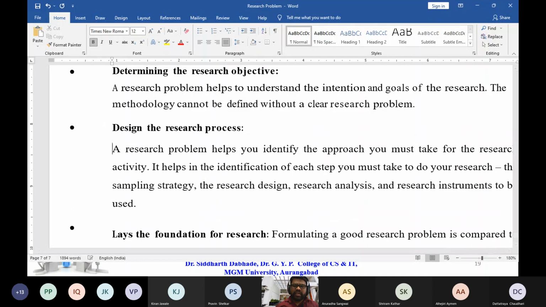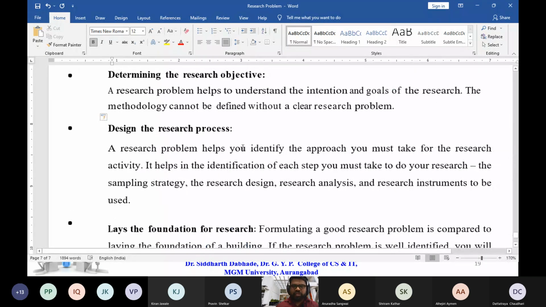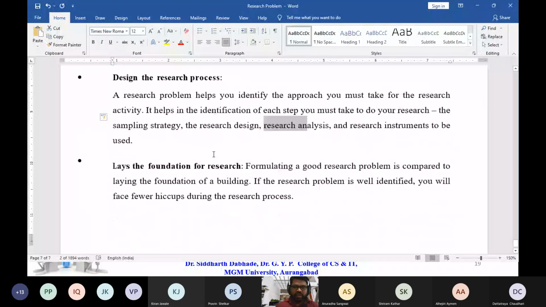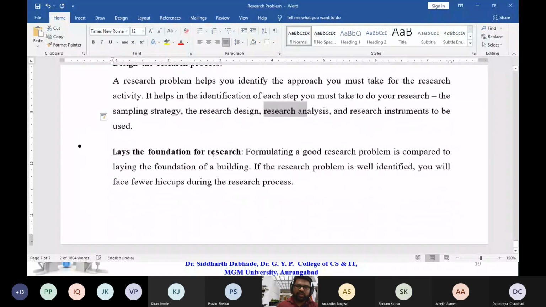Then design the research process. You need to select the appropriate research method or research methodology with which you will solve your research problem. What kind of design, what kind of analysis you are going to use in future in your research work. That kind of process you need to mention while defining your research problem. And the last one is to lay the foundation of your research.